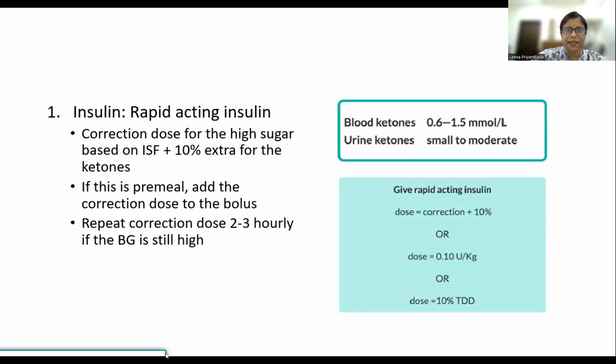So this is the same thing that I explained to you before. Short acting or rapid acting insulin, these are from the latest ISPAD guidelines. Correction dose will be 0.1 unit per kg, or 10% of the total daily dose. Repeat the correction dose 2 to 3 hourly if the blood glucose still remains high.